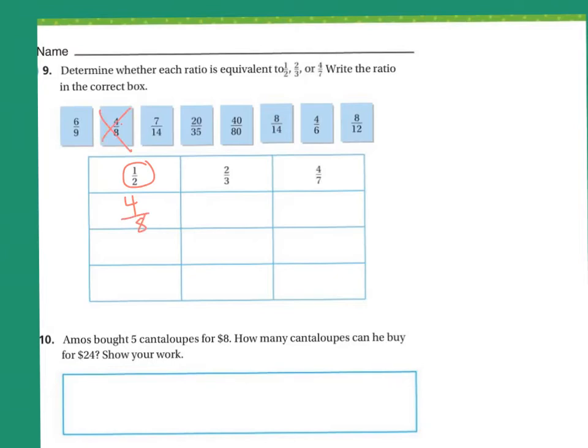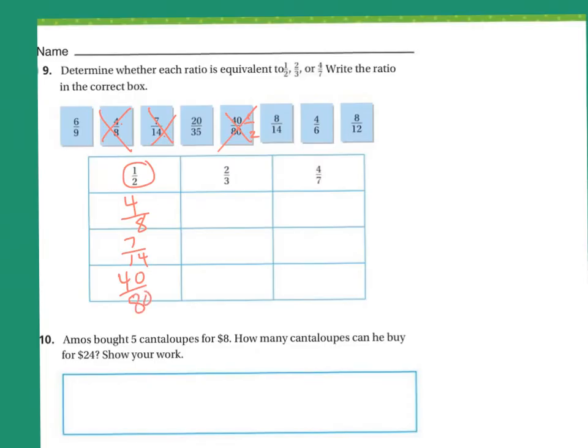7/14. Yeah, if I double 7, I get 14. So 7/14. 20 over 35. Yeah, if I double 20, I'm not going to get 35. 40 over 80. Yeah, if I double 40, I'm going to get 80. So that's going to be 1/2 because 40 goes into 40 one time and 40 goes into 80 two times. So 40 over 80 is also 1/2. That one's probably the easiest one. Now we've narrowed it down.